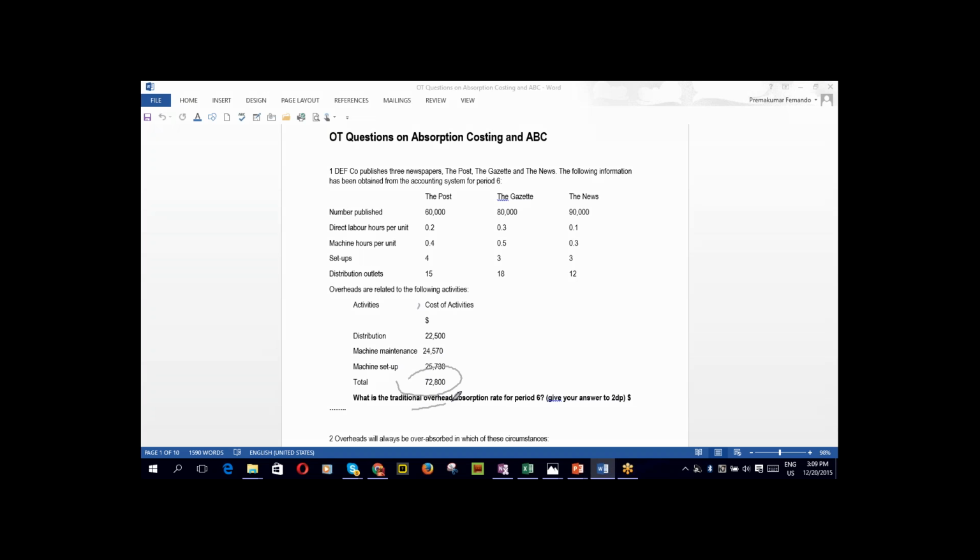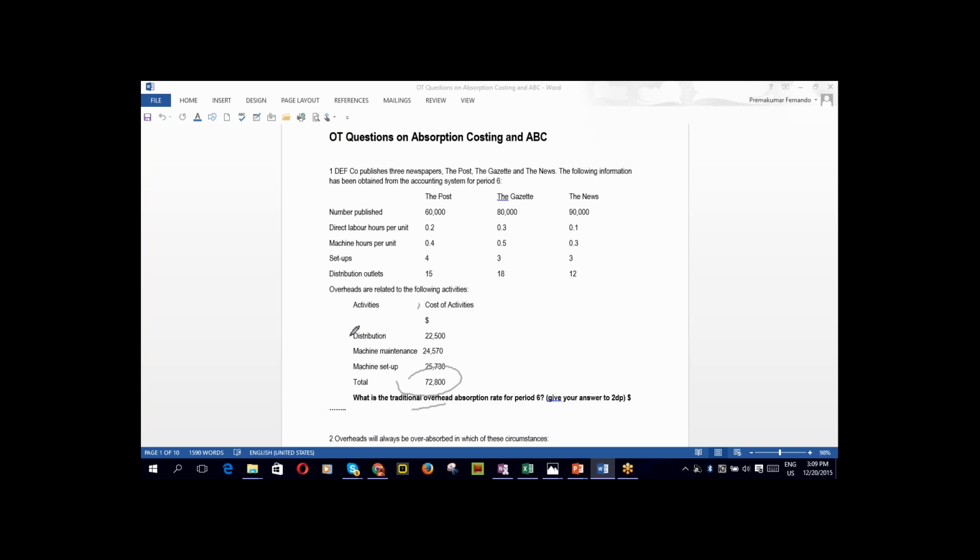If you are doing activity based costing, you will need to go into the details. There are 3 activities you have to find out: distribution, what is the cost driver; machinery maintenance, what is the cost driver; machine setup, what is the cost driver. But here you don't need all that, because they ask for the traditional overhead absorption rate.